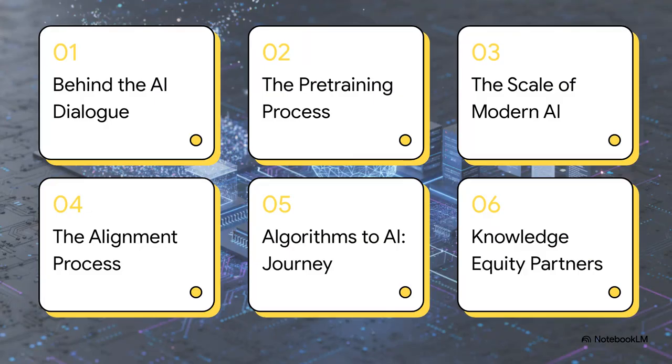So here's the game plan for this explainer. We'll start by looking at the two main phases of training. Then we'll break down the whole pre-training process. That's where the model learns about the world, and we'll talk about the sheer scale of it all. After that, we're going to explore alignment, which is what teaches the AI to be helpful. And finally, we'll tie all these ideas together to see the full picture.